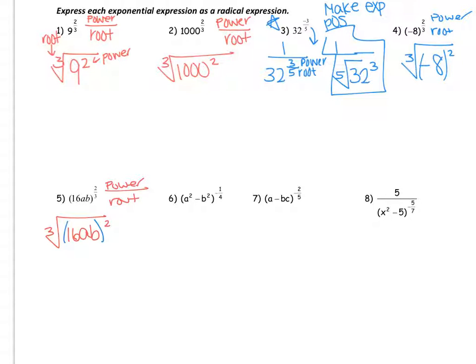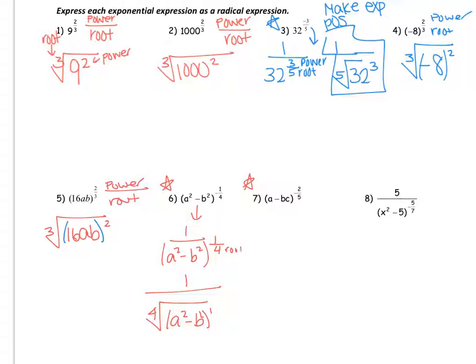Okay? Now number 6 again is a starred question because it's got a negative exponent, so does number 7. So we want to make them positive first. So we bring it downstairs to the positive power. And then we have 1 over the 4th root of a squared minus b squared to the first. Because remember, it's root and power. See if you could try number 7 by yourselves. And then hit resume when you're ready.